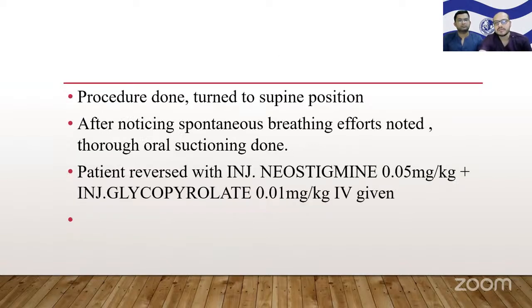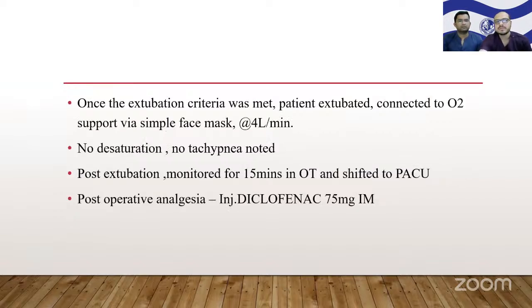Once the procedure was done, the patient was turned to supine position, and after noticing spontaneous breathing efforts, thorough oral suctioning was done, and the patient was reversed with injection neostigmine 0.05 mg per kg IV along with injection glycopyrrolate 0.01 mg per kg IV. Once the extubation criteria was met, the patient was extubated and connected to a simple face mask at 4 liters per minute oxygen. There was no desaturation and no tachypnea noted.